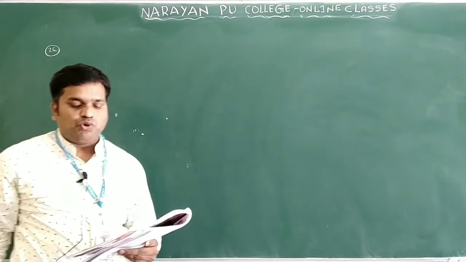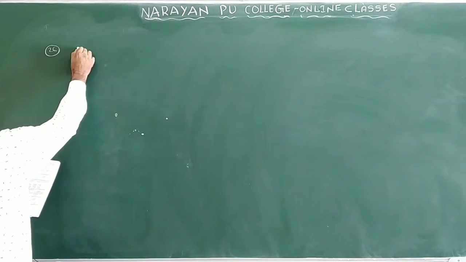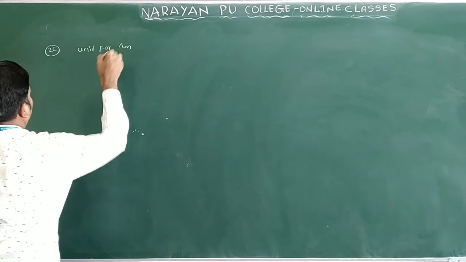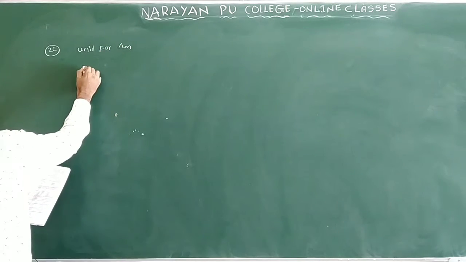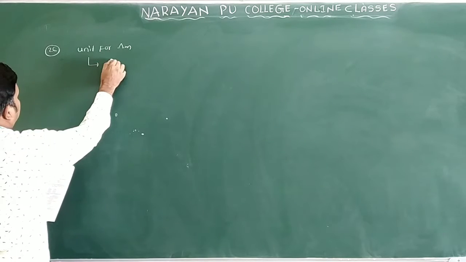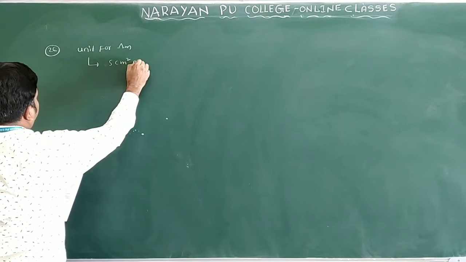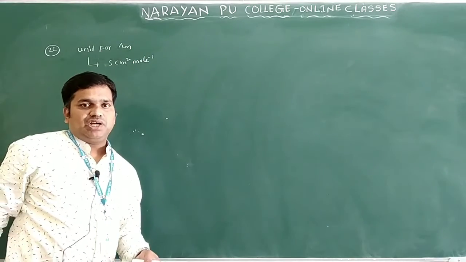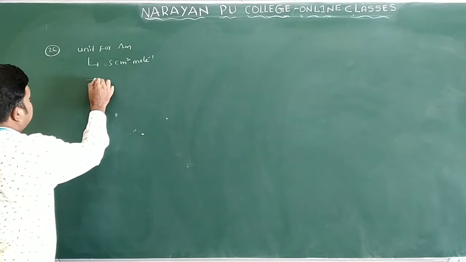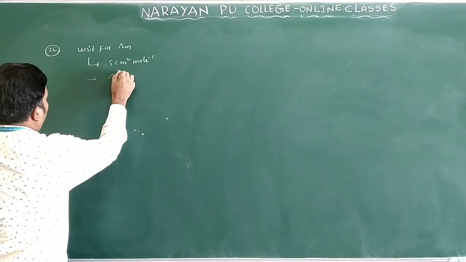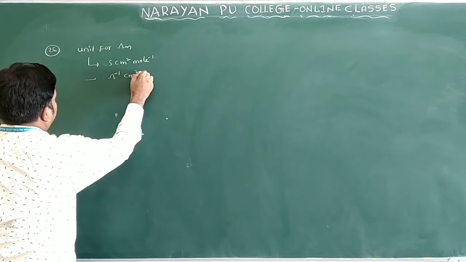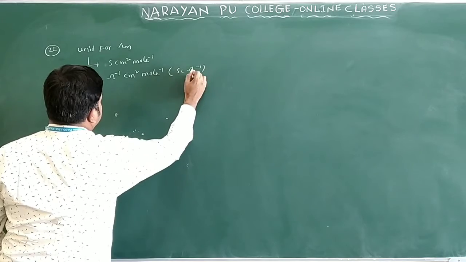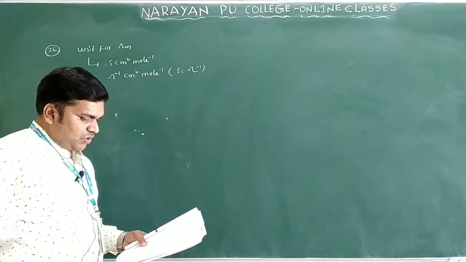The unit for molar conductivity. What are the units of molar conductivity? Unit of molar conductivity is ohm inverse centimeter square mole inverse. But here ohm inverse is not given as such, so how can we write this one? It is ohm inverse only. Ohm inverse centimeter square mole inverse only.